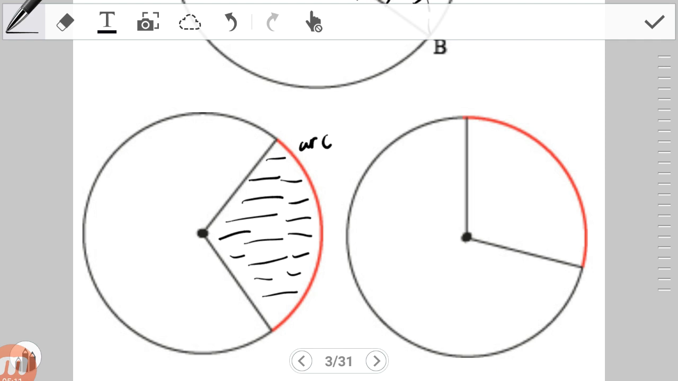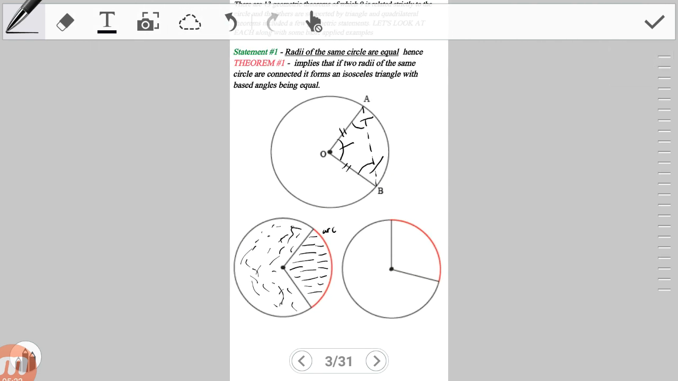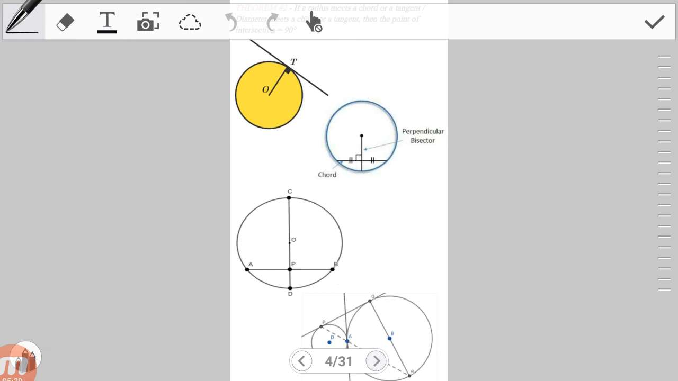All right, your sector, and also this part here is known as your minor sector, and everything else here is known as your major sector. So that's basically the whole crevice, corners, depths of whatever this theorem entails.